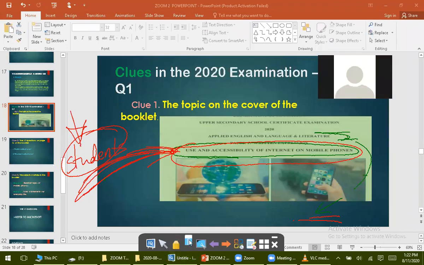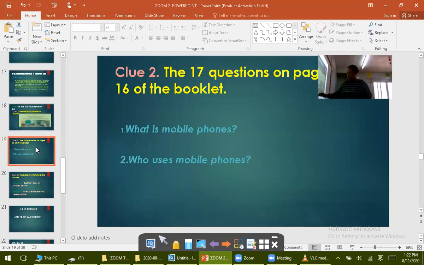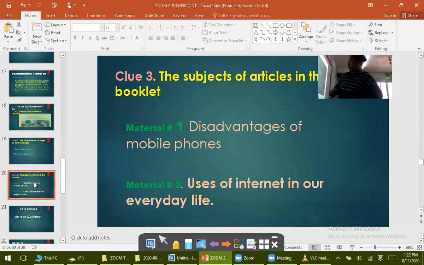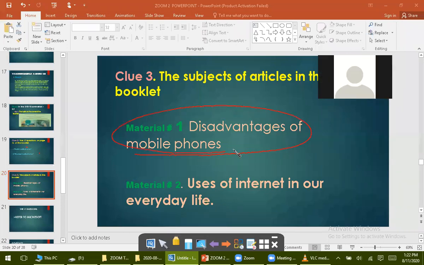Then we go to the next one. Next clue is the list of questions. I'll go through the other and then go to the list of questions on another page. The third clue is the subject articles in the booklet. All right. So you're going to go through the list of each topic or subject name. Try to identify. So this is material number one topic.